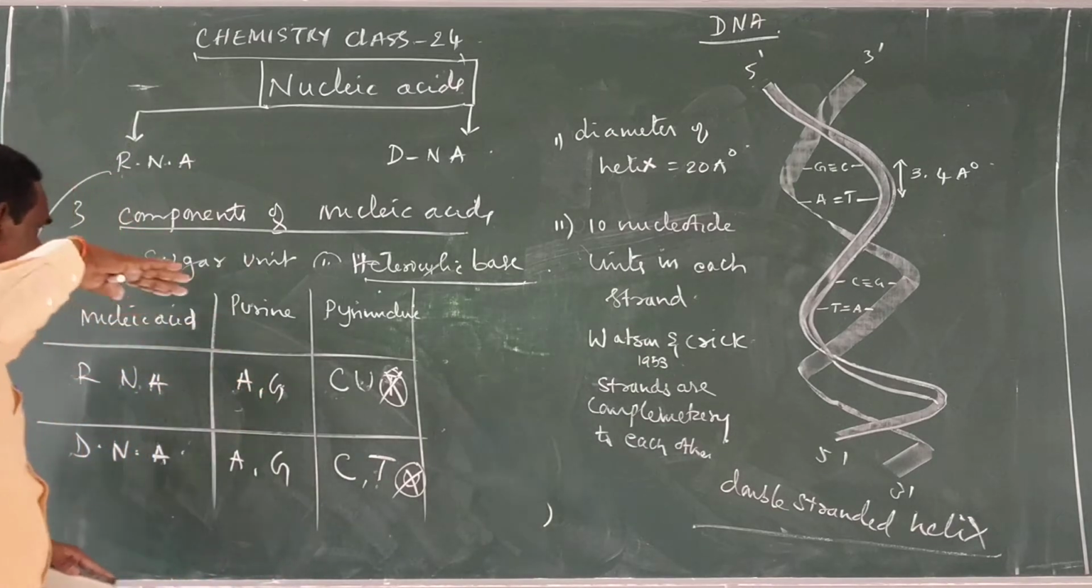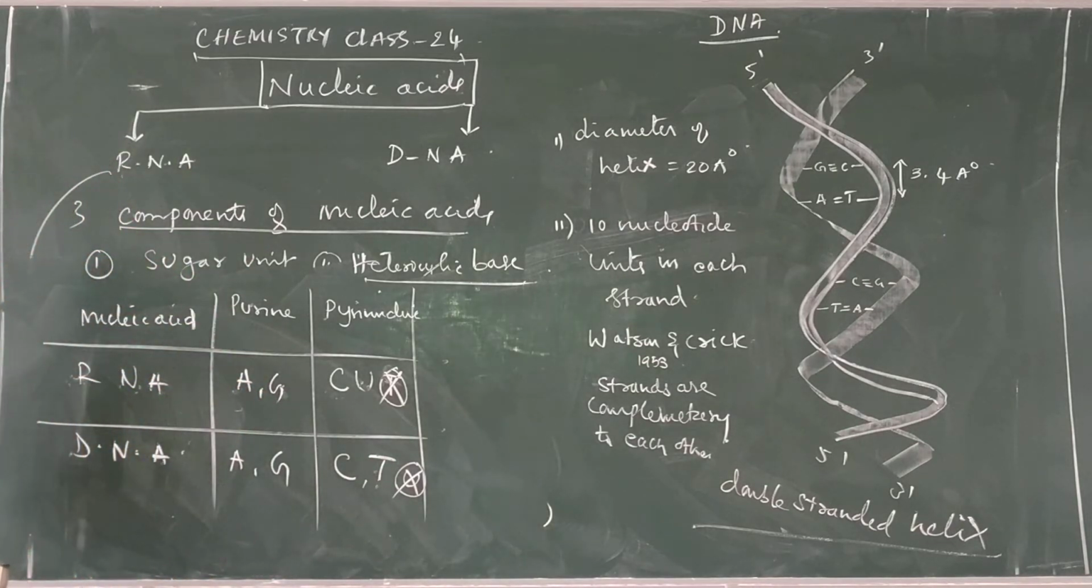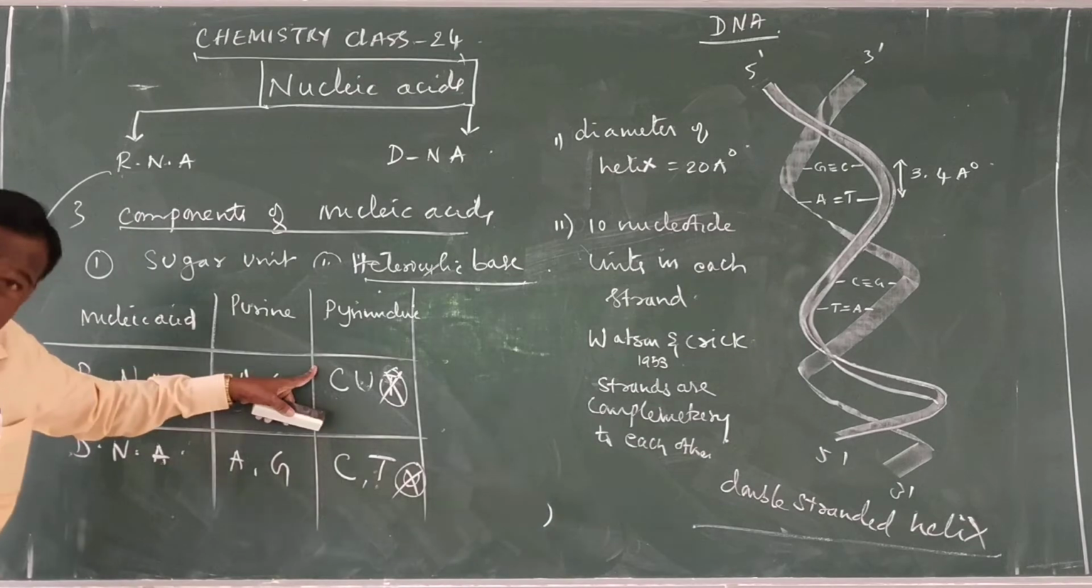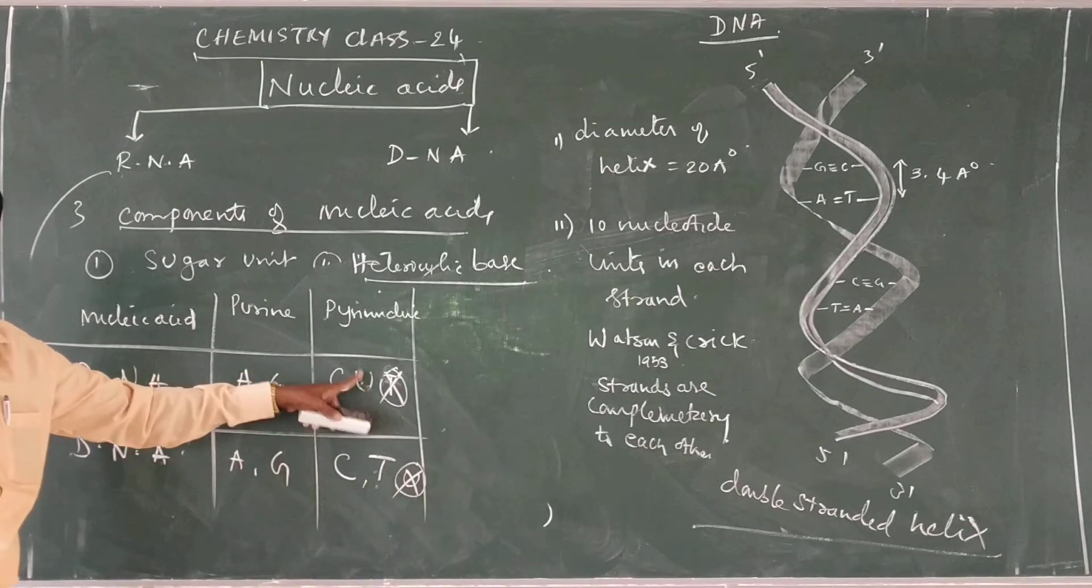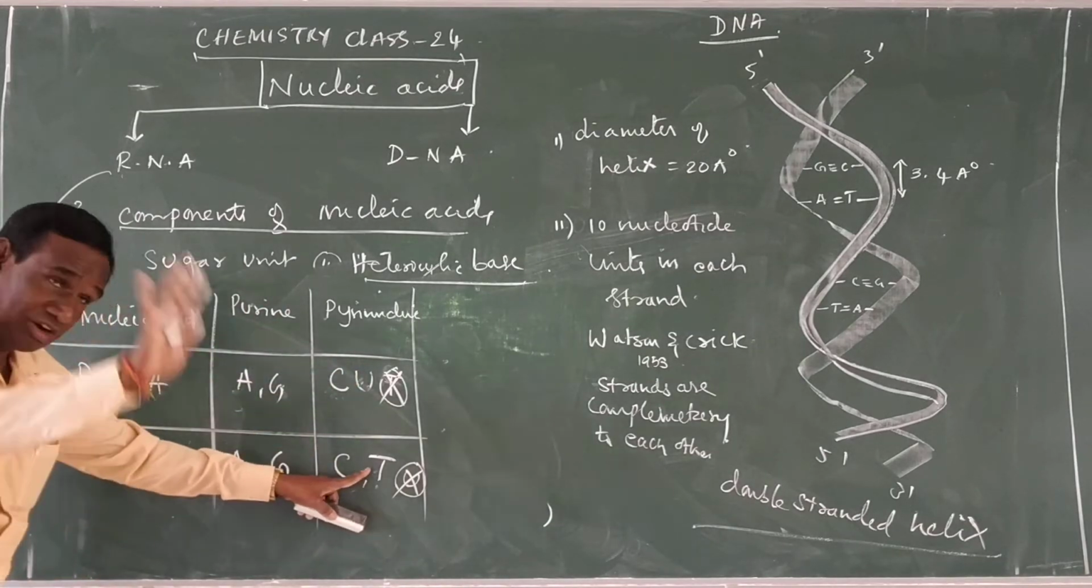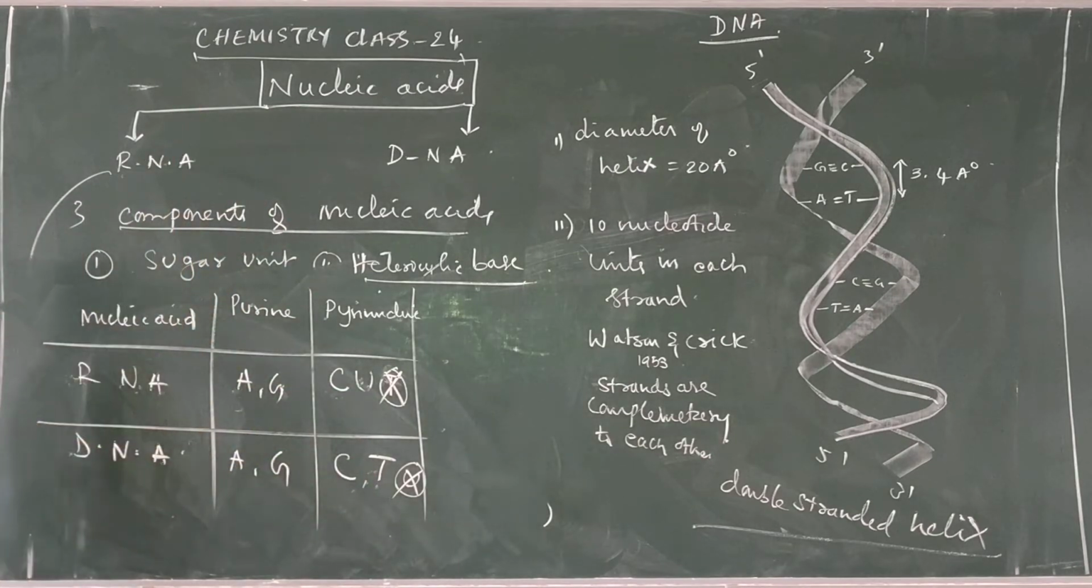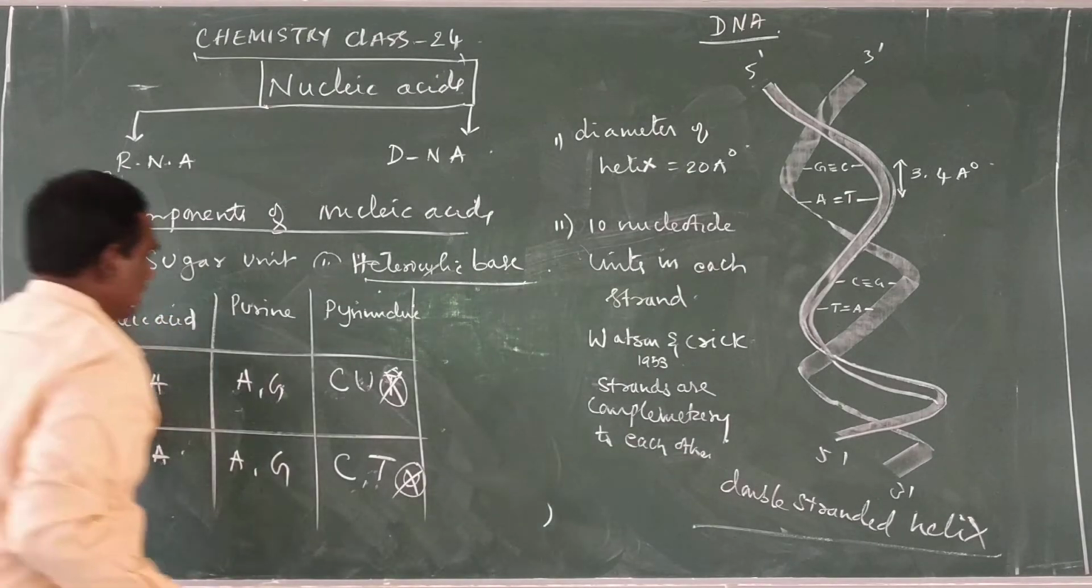Which heterocyclic base is present in RNA but not in DNA? Uracil. Which base is present in DNA which is not in RNA? Thymine. That is how to clarify the things. That is the heterocyclic bases present in RNA and DNA.